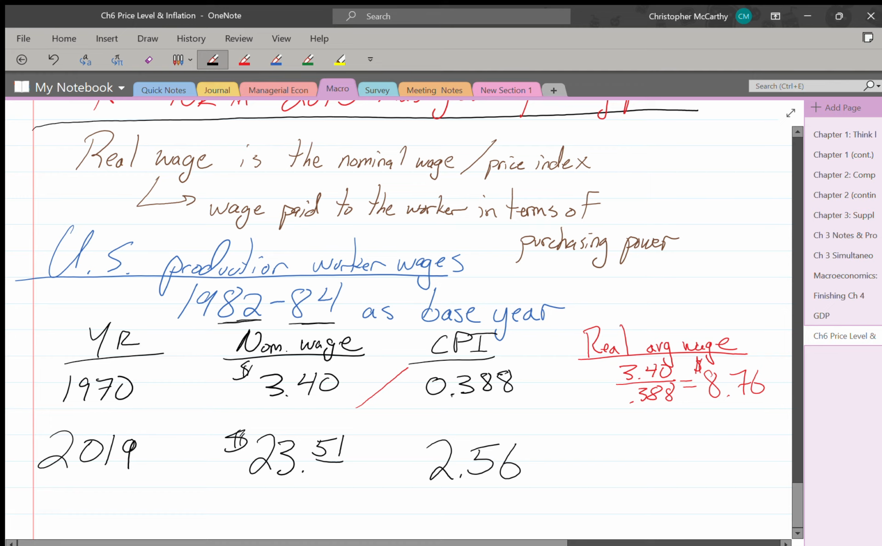And so in order to calculate our real average wage in 2019, we're going to do the same thing as what we did in 1970. We're going to take 23.51, divide that by 2.56, and we're going to end up with a real wage of $9.18.